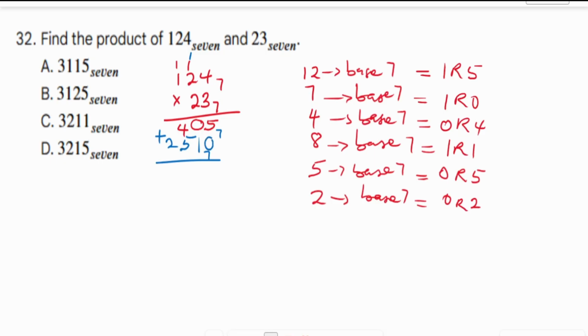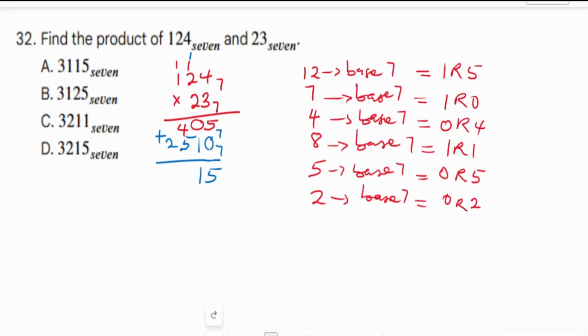Remember, there's a 0 here. There's nothing. Let me erase the 7 and rewrite it. Right. 5 plus 0 is 5, so we keep our 5. 0 plus 1 is 1. 4 plus 5 is 9.